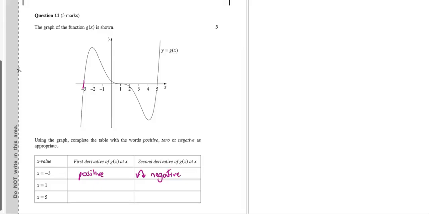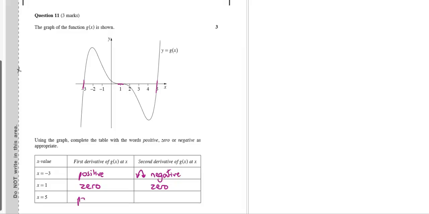Okay, let's now look at x equals 1. I can see that the slope is 0 at that point. I can also see that I'm changing from concave up to concave down, so the second derivative is also 0 at that point. And now let's investigate what's going on at x equals 5.